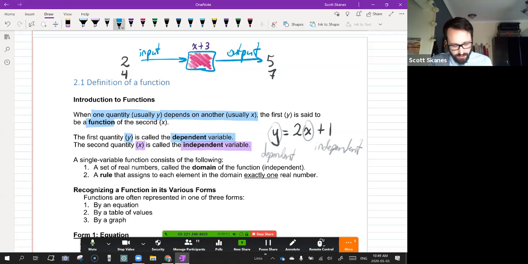Another way of looking at this is that independent could be seen as the input. We can put in whatever number we want. But of course, whatever number we put in changes what we get out of it based on the function.